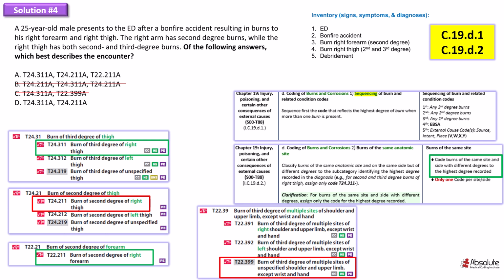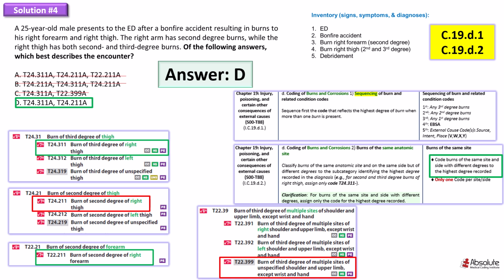And then that brings us back to our guideline, right? Our guideline says when you have burns of the same anatomical site, only code the highest degree. So A is wrong because it's coding both third degree of the thigh and second degree of the thigh. It should only code for third degree. So let's go ahead and get rid of A. And D is our answer, coding for third degree burns of the right thigh and second degree burns of the right forearm.